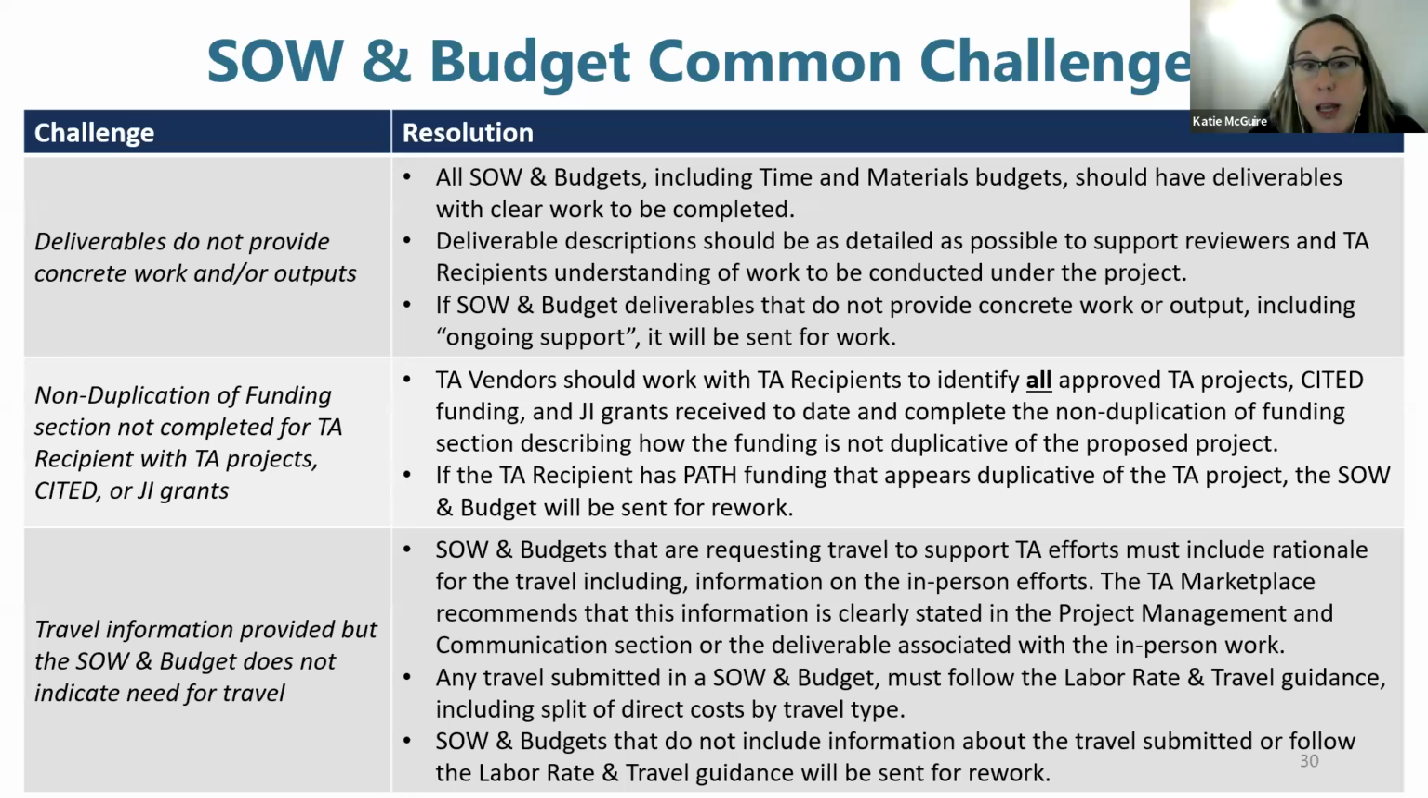The travel submitted must follow the labor rate and travel guidance, including splitting of the direct cost by travel type. And they need to be clearly broken out. Please ensure that the information provided, the math, is done correctly and calculates for each of those areas. Otherwise, it will be sent back for rework. You can find the labor rate and travel guidance in the vendor policy guidance, and it will also provide links to the GSA rates to follow. If you go to the next slide.